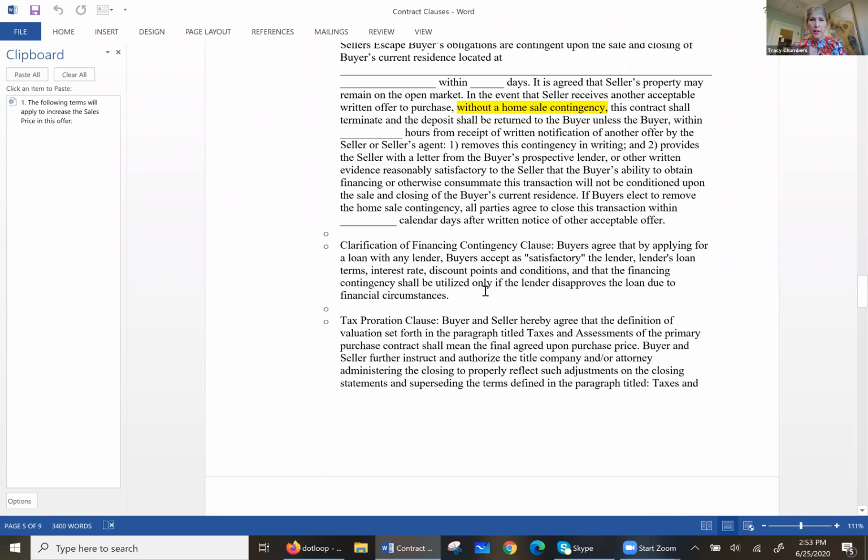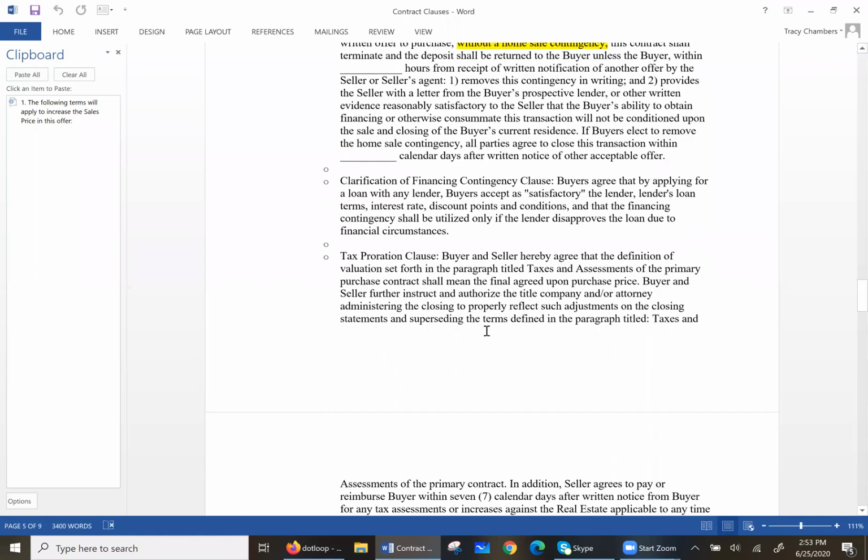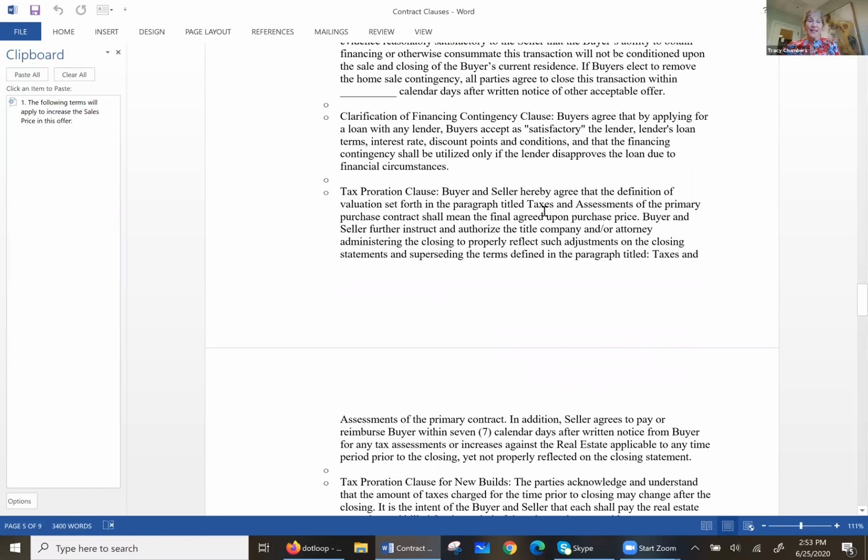But this one, and this is an older one, says buyers agree that by applying for the loan with any lender, buyers accept as satisfactory the lender's loan terms, interest rates, discount points, and conditions. So if something happens, you go into contract, your rate lock goes up, and now you're past your 90 days, and you say, uh-oh, it changed, so I'm going to get out of the contract. No, that's not fair. You had a lender letter, and if something changes with your loan, you're still locked in with me, Mr. Seller. Okay. I've never seen this clause before. That's super important. Yeah, some people use it.